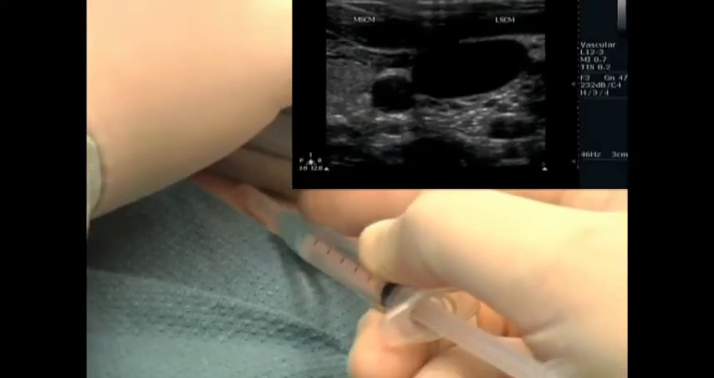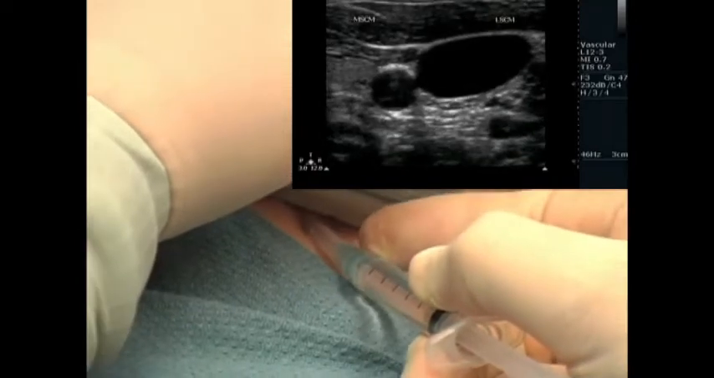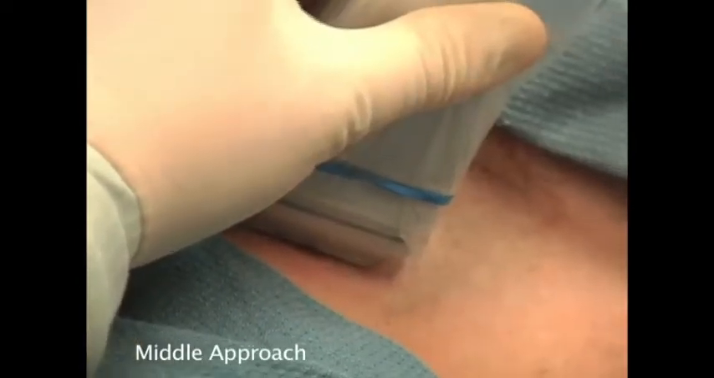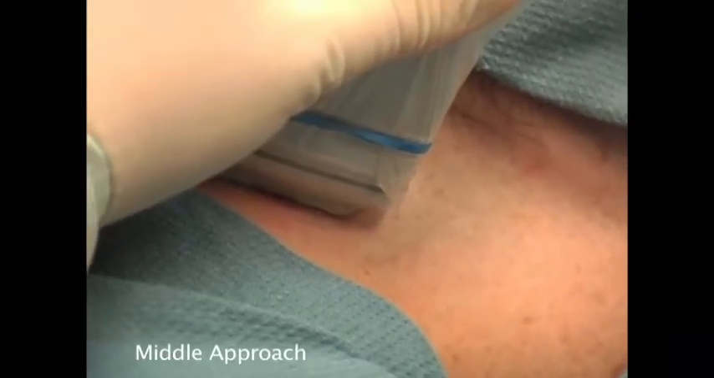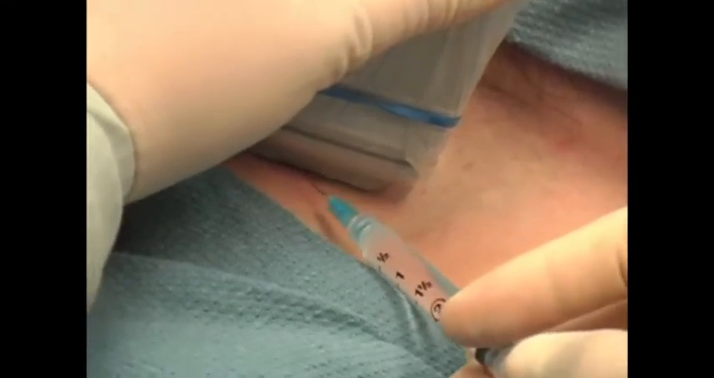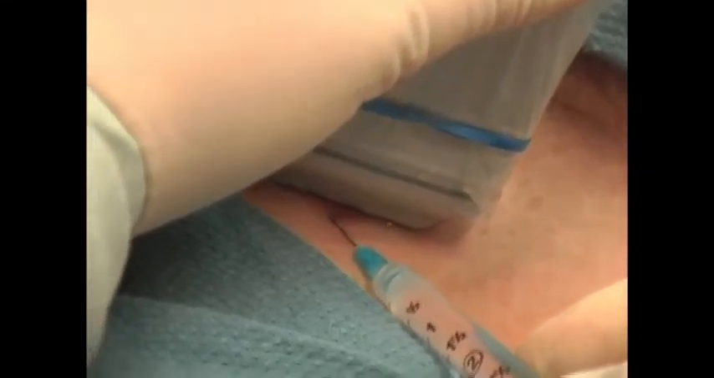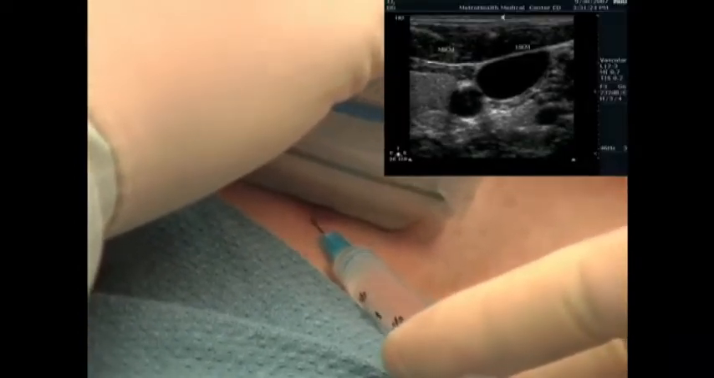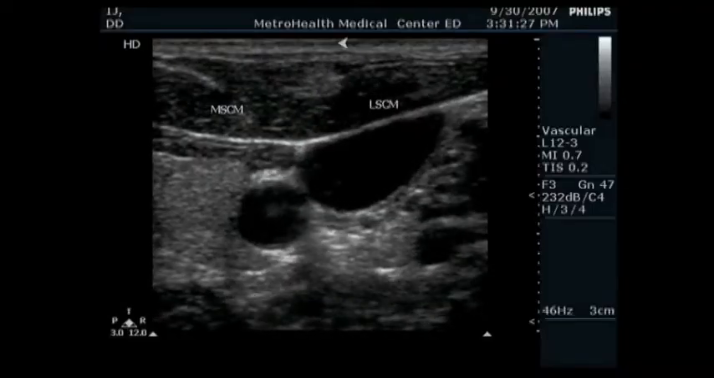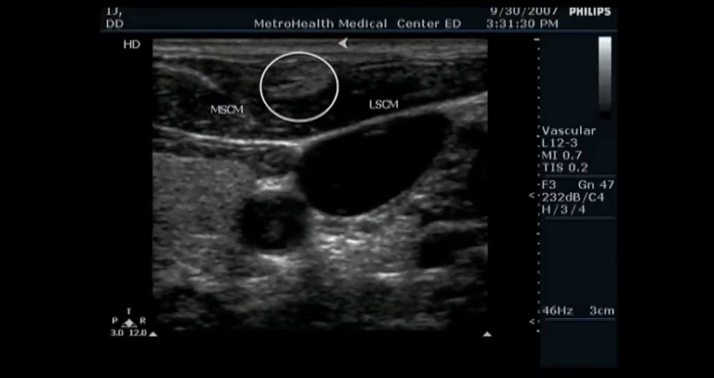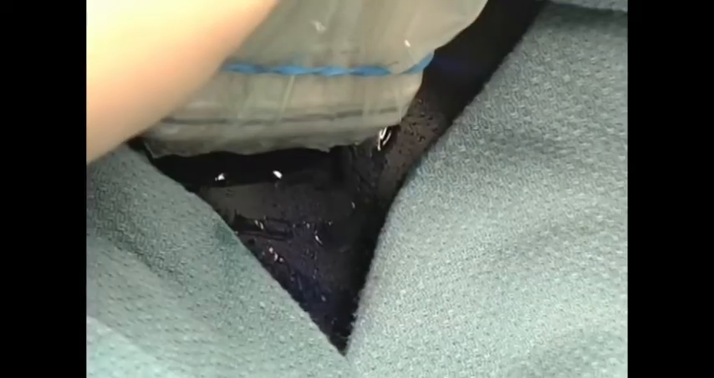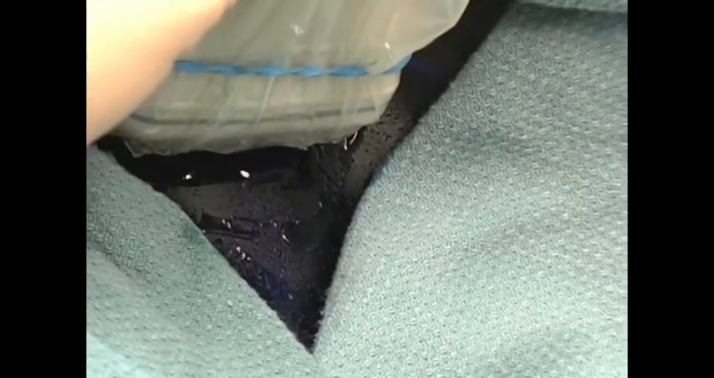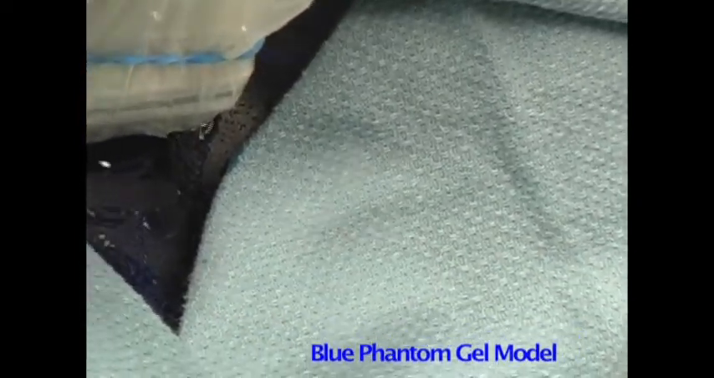At this point, Dan will take the syringe filled with local anesthetic, and he will inject just on the lateral border of the medial belly of the sternocleidomastoid muscle. On the ultrasound screen, you'll be able to see the anesthetic being deposited into the tissue. Now that the skin and the subcutaneous tissue is anesthetized, we're ready to proceed with actual cannulation of the vein.